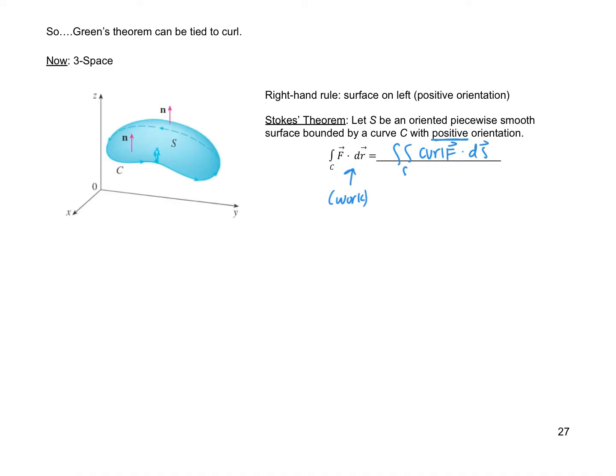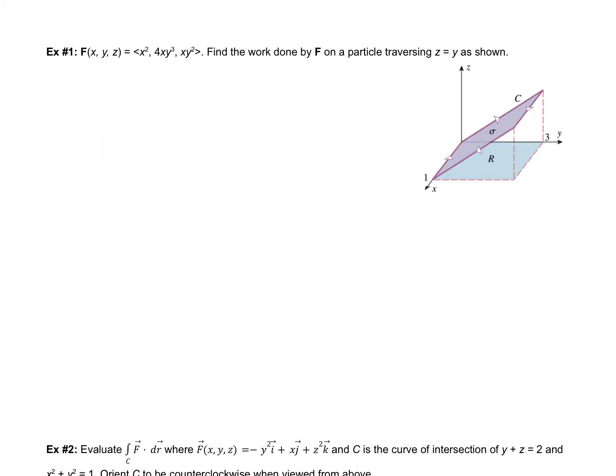So let's see Stokes' theorem in action. Example 1, we have f, which is that vector field. Find the work done by f on a particle traversing the plane z equals y as shown. Okay, so the first thing I would do when I see this problem is I would set up my integral. Work, so I know I'm doing a line integral of f dot dr.